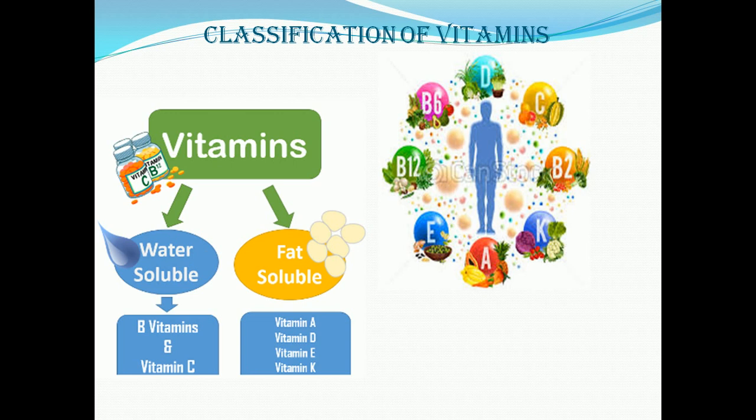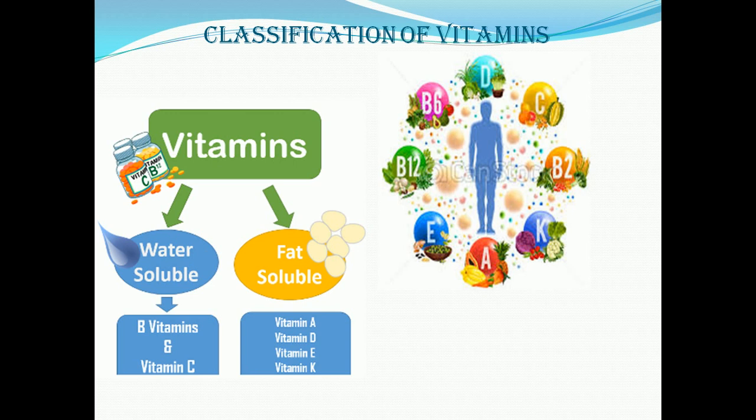Vitamins are categorized on the basis of their solubility into two categories: water soluble vitamins and fat soluble vitamins. Water soluble vitamins are vitamin B and vitamin C, and fat soluble vitamins are vitamin A, D, E, and K. These vitamins are very essential for the growth and development of the organism.